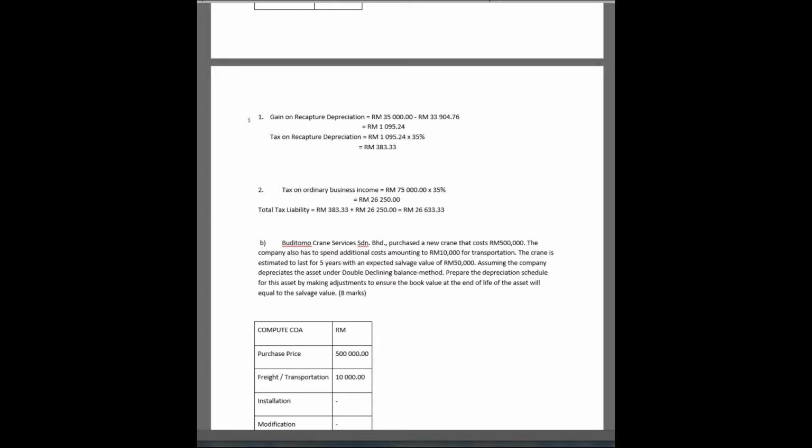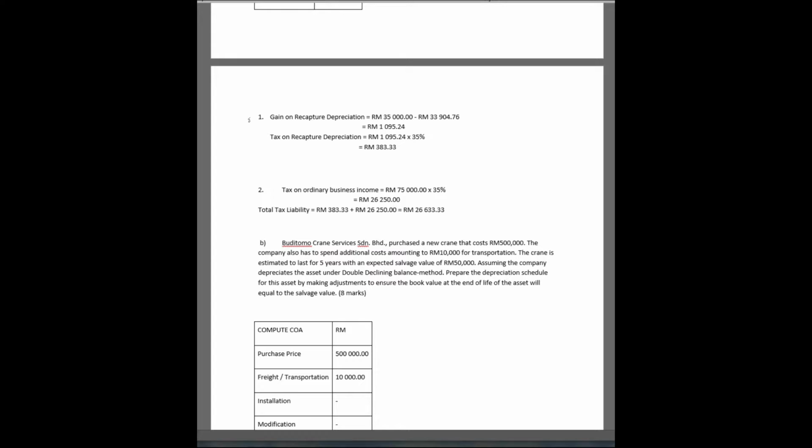Tax on recapture depreciation is 1,095 ringgit 24 cents multiplied by 35% equal to 383 and 33 cents. Tax on ordinary business income, 70,000 ringgit multiplied by 35%, is equal to RM 26,250 ringgit.